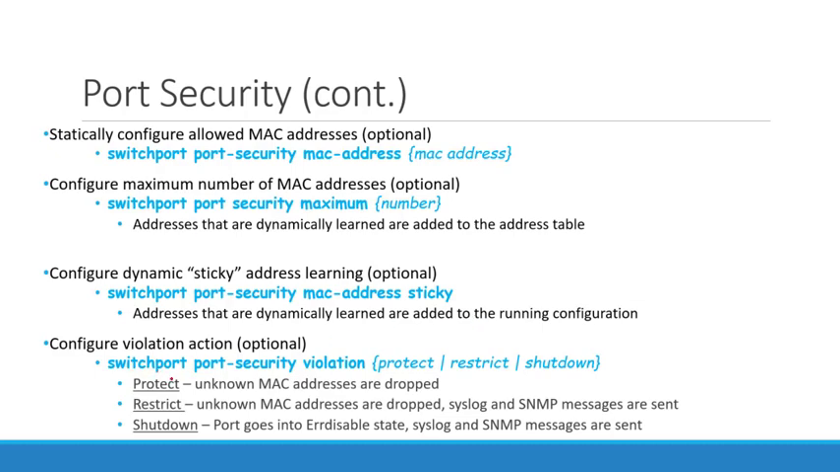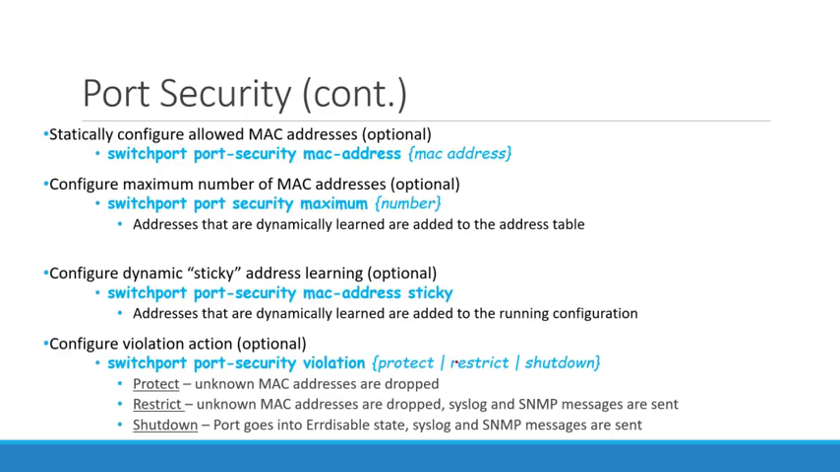And then the violation action is switchport port-security violation, and then I choose one. I don't ever have these braces here. That's just my way of letting you know that this is the parameter that you have to choose, whereas this is the form of the command. So it's protect, restrict, or shutdown.